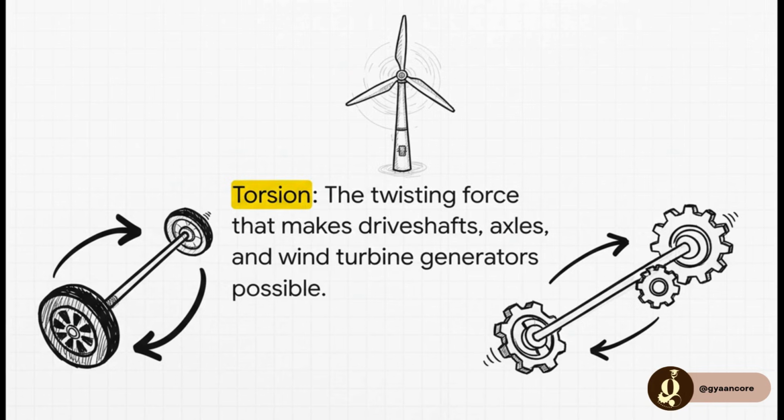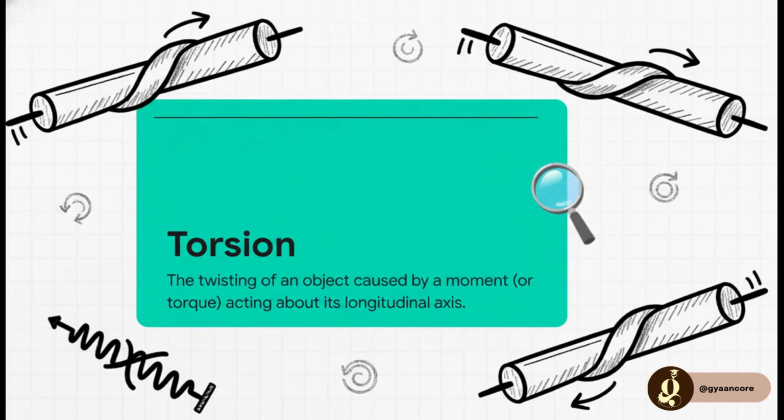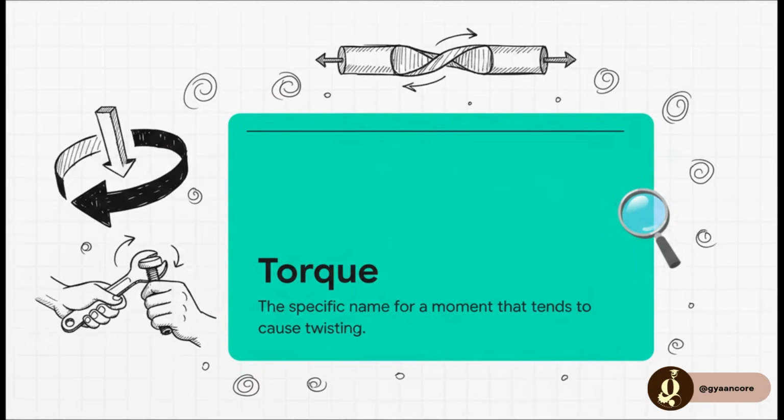It's that twisting force that makes everything from the drive shaft in your car to a massive wind turbine actually work. Okay, so what is actually going on inside a drive shaft or any object when we put it under torsion? Let's break it down. So, the official definition says torsion is the twisting of an object caused by a moment. And really, all that means is you have a rotational force that's being applied along the length of an object, kind of like you're wringing out a towel. And that specific rotational force, that moment, it has its own special name, torque. So whenever you hear torque, just think of that as the cause. It's the action that creates the twist.